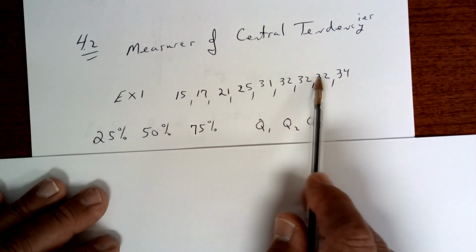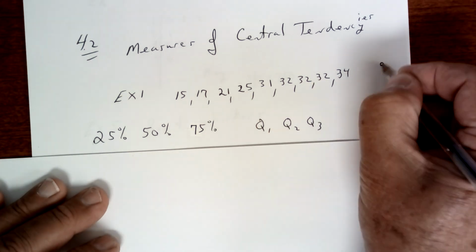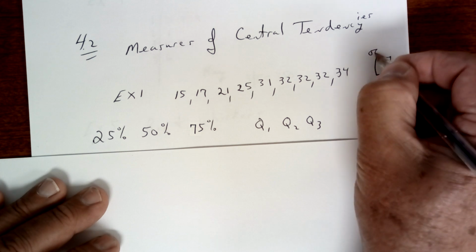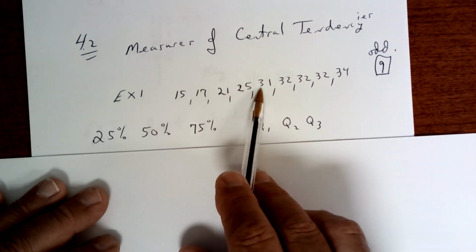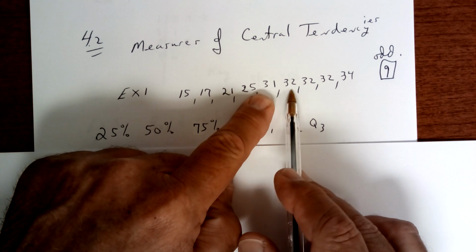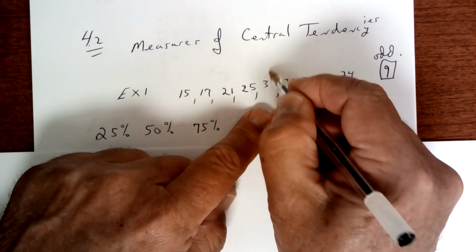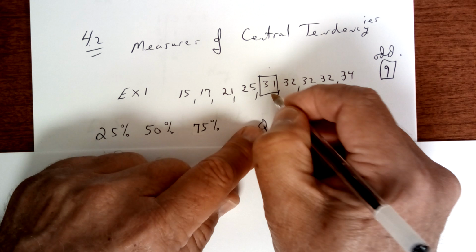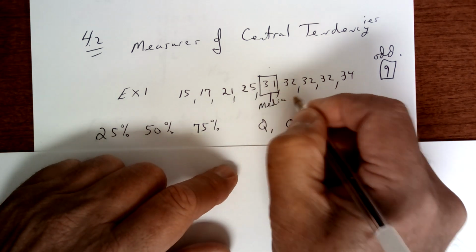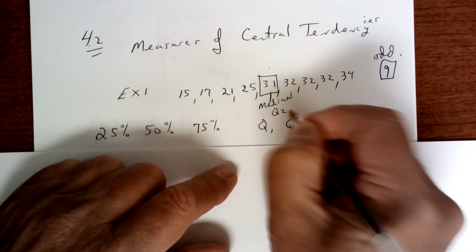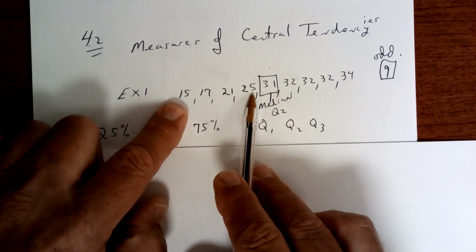All right, these are 9 numbers. 9 is odd, so there'll be one in the middle. So 1, 2, 3, 4, 5. This one right here is your median. And this is called quartile 2, median.